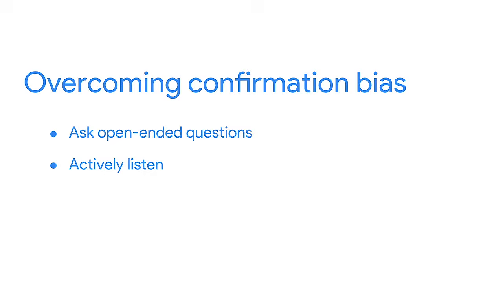Another way to avoid confirmation bias is to include a large sample of users. Make sure you're not just looking for a small group of people who fit your preconceived ideas. You want to have a big sample of users with diverse perspectives.